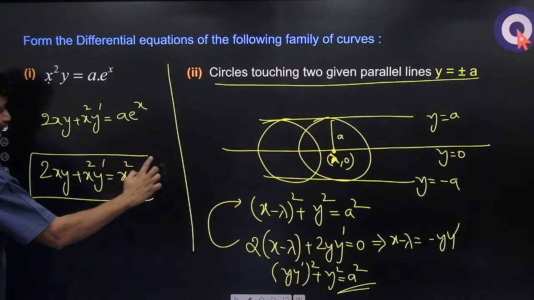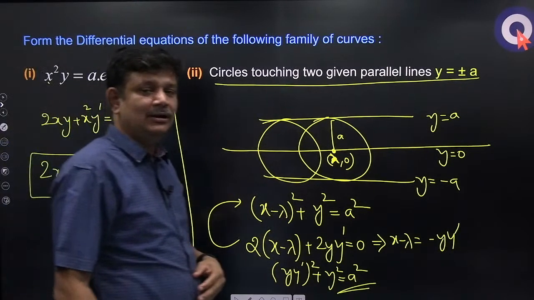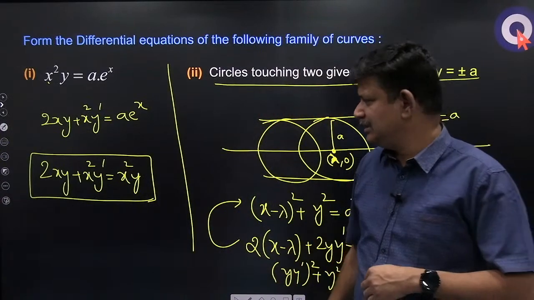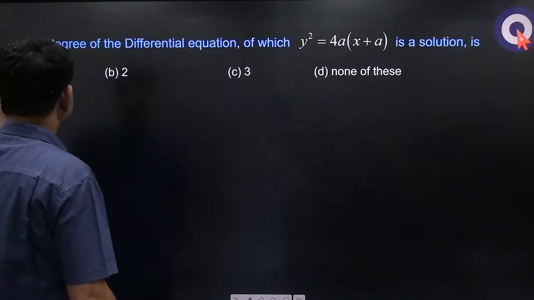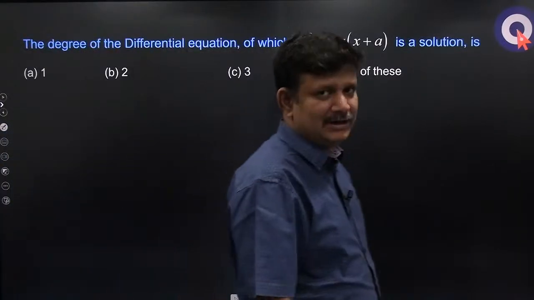बस हो गया काम. This is your differential equation. It is a first order differential equation. Okay. So this is how you can form differential equations by eliminating the arbitrary constants.